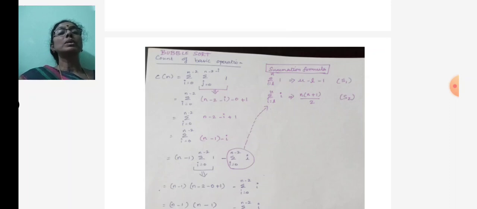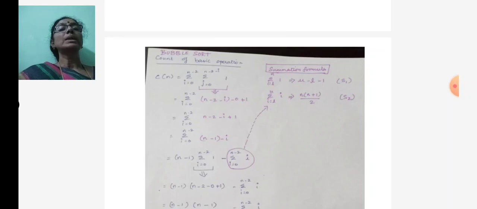First we identify the basic operation. The basic operation is the comparison. So how many times is the basic operation executed? C of n is computed using the two loops: one is the i loop and the other is the j loop. The i loop is the outer loop and j is the inner loop. Each time, the comparison is executed exactly once. So it is the summation of i equals 0 to n minus 2 for the i loop, and for the j loop the summation of j equals lower bound 0 to upper bound n minus 2 minus i. The basic operation is executed once inside. This is the first step.